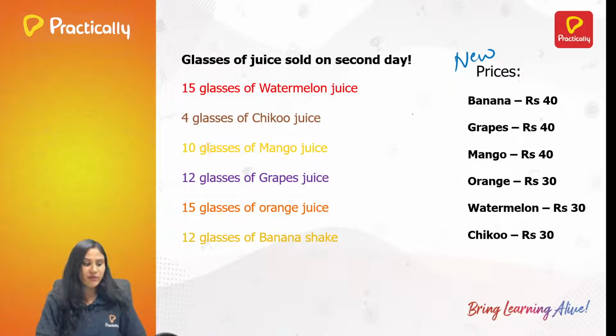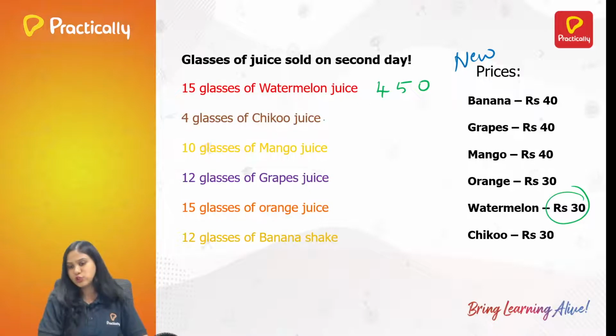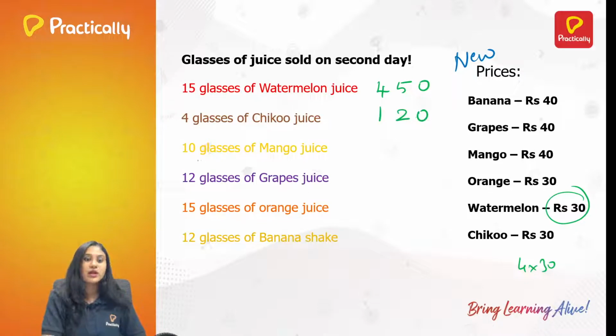Right. So 1 glass of watermelon juice costs rupees 30. So it is 15 into 30. So 450. Correct. Very good. Next, 4 glasses of chiku juice. 4 into 30. That is 120. 10 glasses of mango juice. 10 into 40. 400. 12 glasses of grape juice. 12 into 40. 480. Very good.